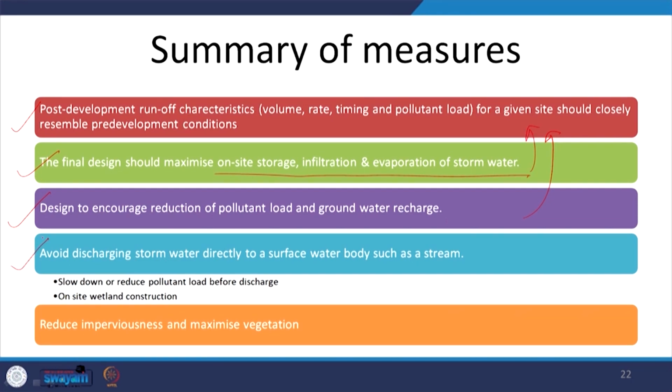Then avoid discharging storm water directly to a surface water body such as a stream. Now, this will be through the drains. So, the drains will carry it to the stream or some other water body. And the most impactful of these strategies is to reduce the imperviousness and maximize the vegetation.